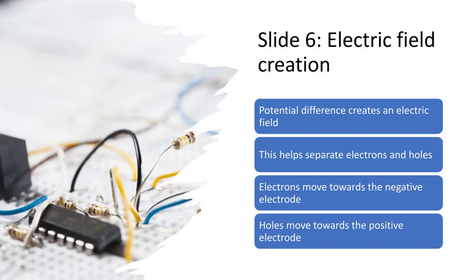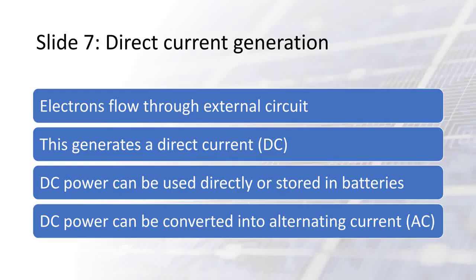Thank you for joining us in this presentation, and let's move on to the next slide to learn more about how solar panels work. In this seventh slide, we will be discussing the generation of direct current, DC, by solar panels. Once the electrons are separated and flow towards the negative electrode, they move through an external circuit, generating a DC current. This DC power can be used directly to power devices or stored in batteries for later use.